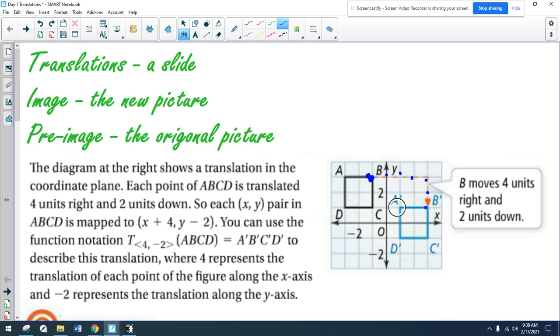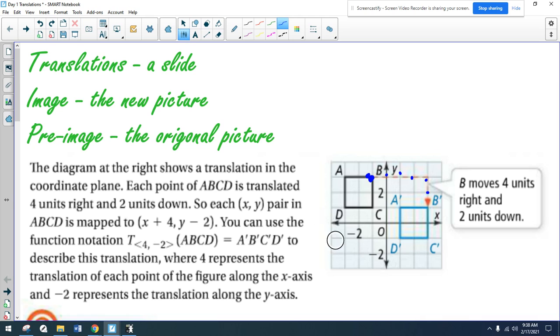C is moved 1, 2, 3, 4 to the right and 1, 2 down. D is moved 1, 2, 3, 4 to the right and 2 down. So every single dot is the same direction. So all 4 of them go 4 to the right and 2 down.